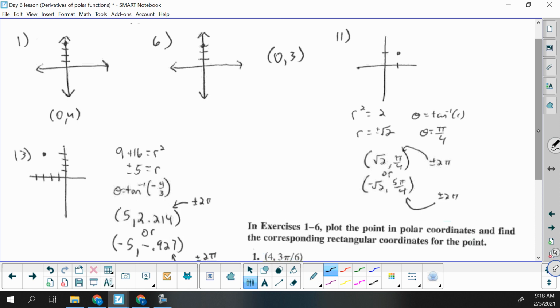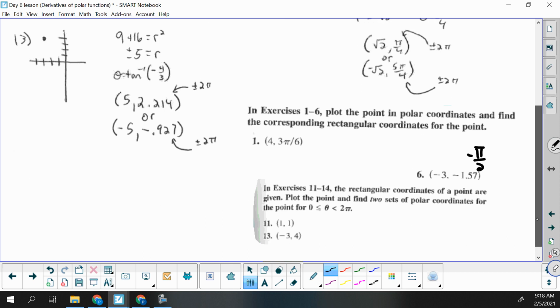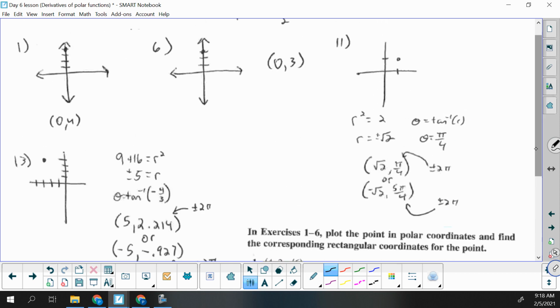In 11, our point was 1, 1. So if we do 1 squared plus 1 squared equals r squared, we get 2 equals r squared, so r is equal to plus and minus radical 2. If we do tan inverse of 1 over 1, we get pi over 4 for a reference angle, and tan is positive, so it's in either the fourth or the third quadrants. Note that 1, 1 is in the first quadrant, so however we write our point, it needs to end up in the first quadrant.